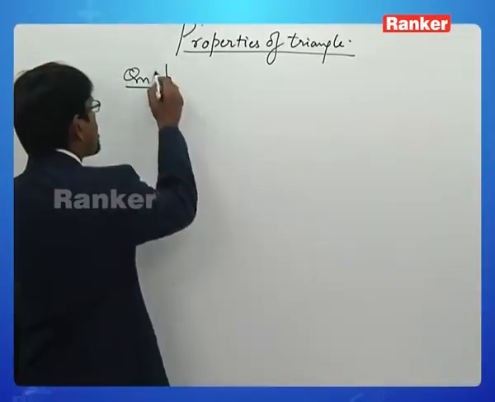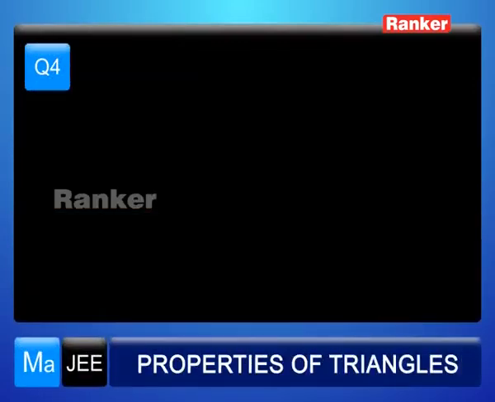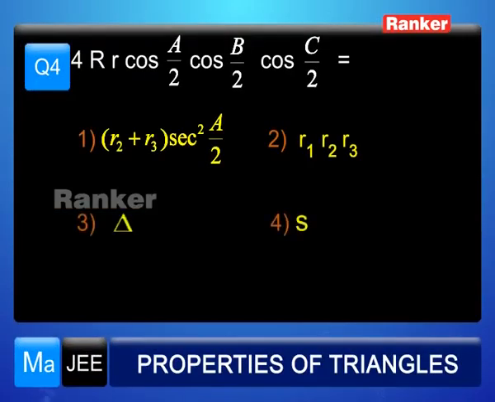Let's move on to the next question. Question number 4. 4 into capital R into small r into cos A by 2 into cos B by 2 into cos C by 2 is equal to, first option, R2 plus R3 into secant square A by 2. Second option, R1 into R2 into R3. Third option, delta. Fourth option, small s.